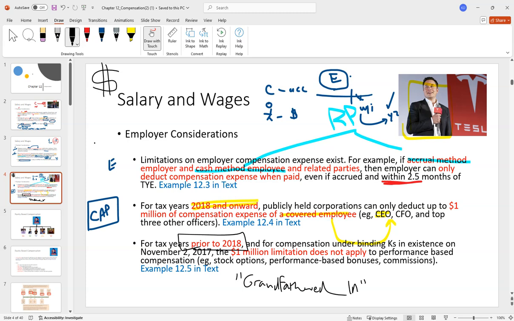We talked about the employee. It's generally going to be ordinary income. It depends if you're an employee or independent contractor, for FICA versus SE. We talked about the employer's point of view, when they get a deduction, the limitations on that, and the timing. All of that is with money.